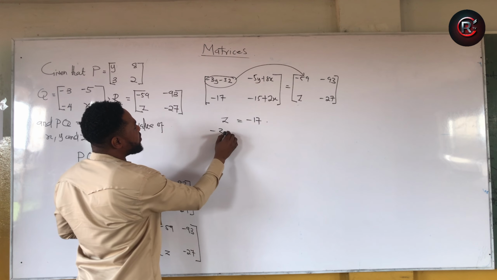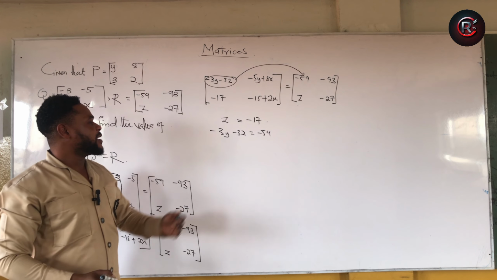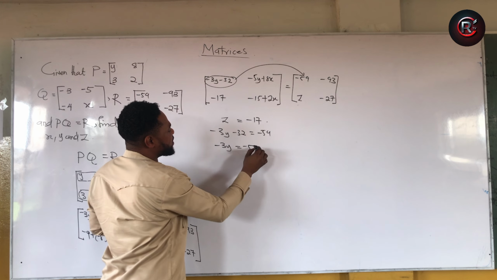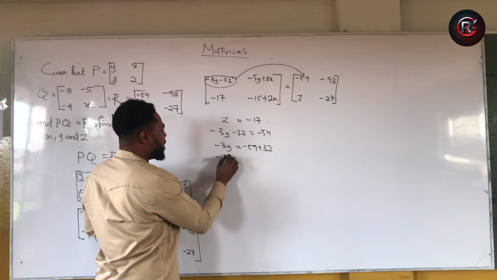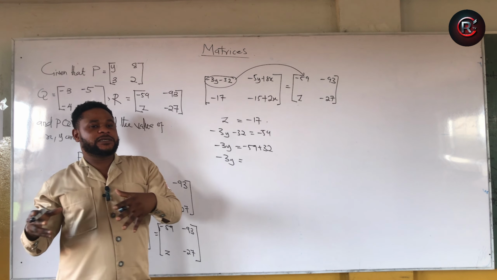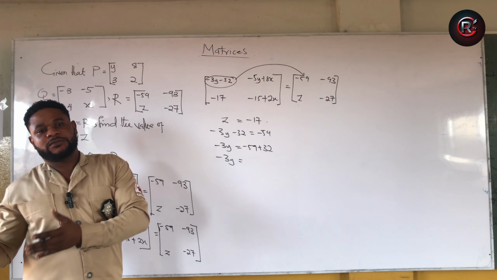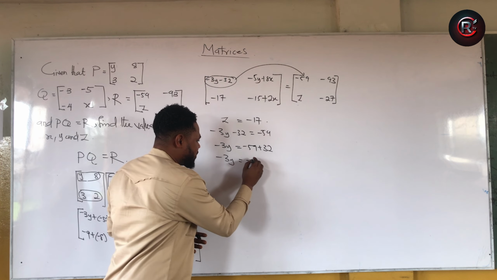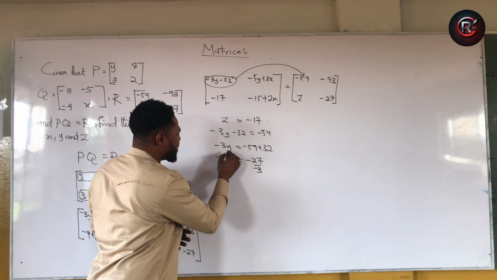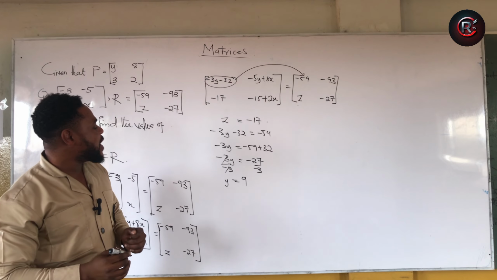So we can say -3y minus 32 should be equal to -59. From this, we have -3y equals -59 plus 32. When we add, -59 plus 32 will give us negative 27. So we divide here by negative 3 and here by negative 3, and our y will be equal to 9. So now we have our y to be 9.